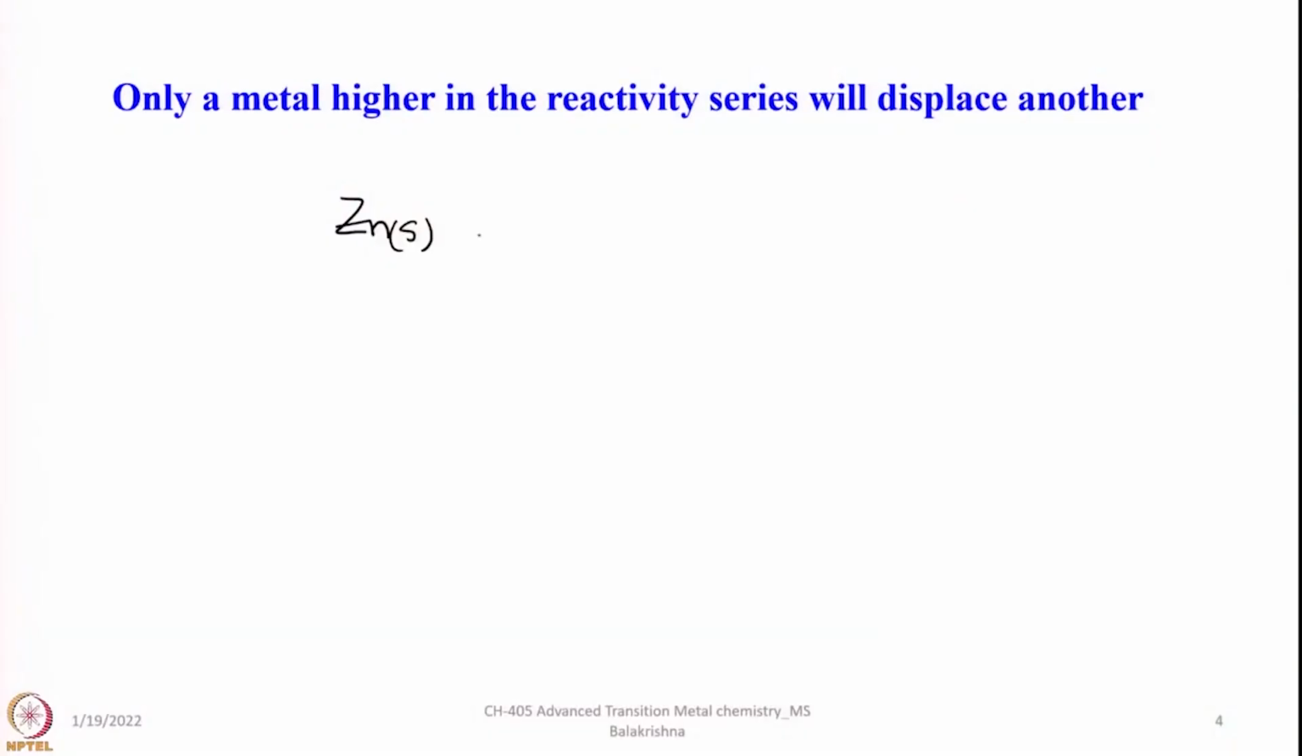A metal can displace metal ions listed below it in the series, but not above. For example, zinc is more active than copper and is able to displace copper ions from solution. If you consider this reaction, why this reaction happens can be clearly seen from the redox potential. Here copper 2 plus is reduced to copper, but silver cannot displace copper ion from solution.